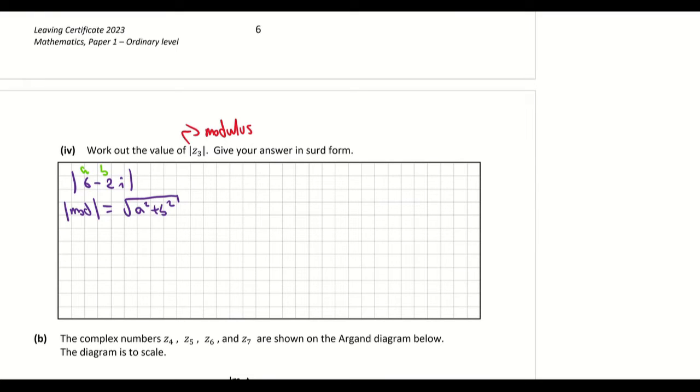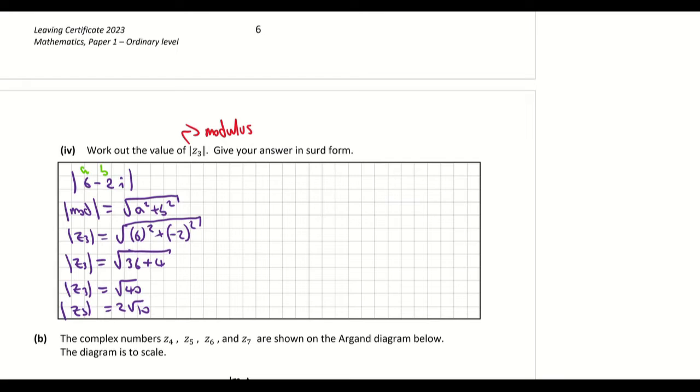So my modulus of Z3 is going to be the square root of 6 squared plus minus 2 squared. Just make sure you put them in brackets for your calculator work if you're doing it on calculator. So that's going to give us the square root of 6 sixes, which is 36. Minus 2 by minus 2 is plus 4. So the modulus of Z3 is equal to the square root of 40. Put that into your calculator and you'll get 2 root 10.